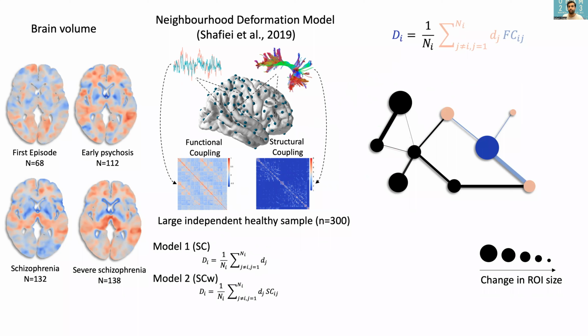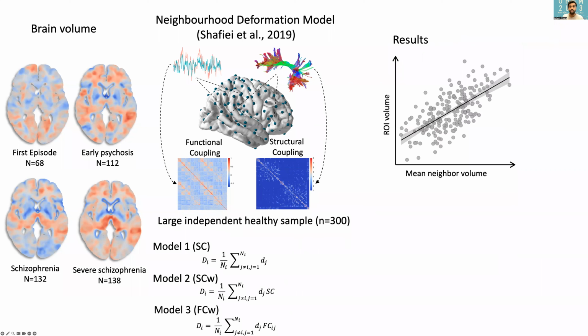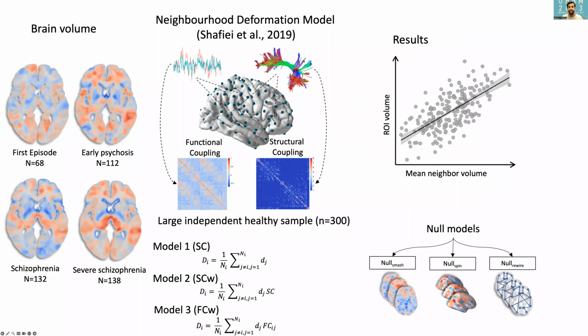The third and final model followed the exact same form, except this time we multiplied the volume change by the functional coupling value from the functional connectivity matrix rather than the structural connectivity matrix. To test each model's performance for each data set, we computed a Pearson correlation between observed volume change in a given region and predicted volume change according to one of these 3 models. We tested this performance against 3 benchmark null models, which I won't go into now, but I can expand if you're interested in person.